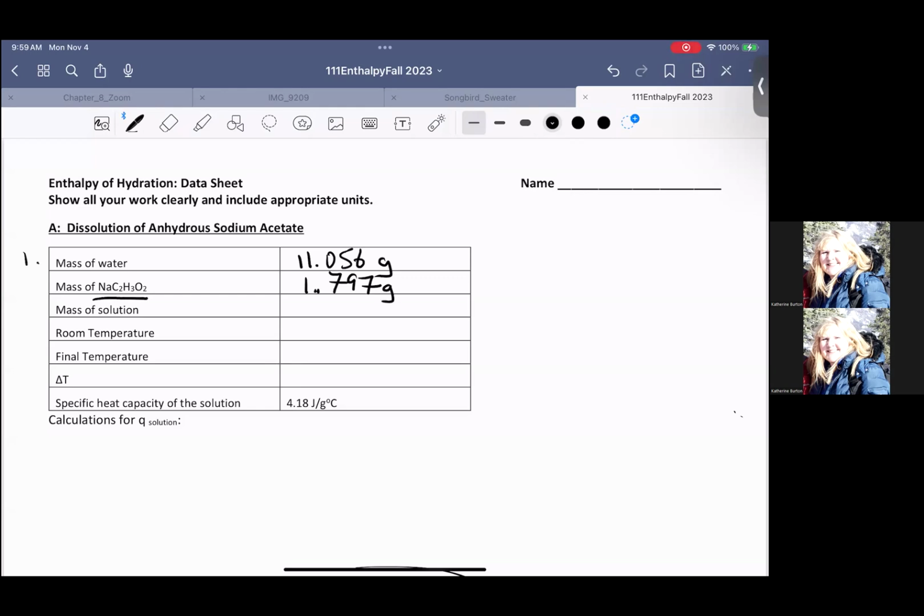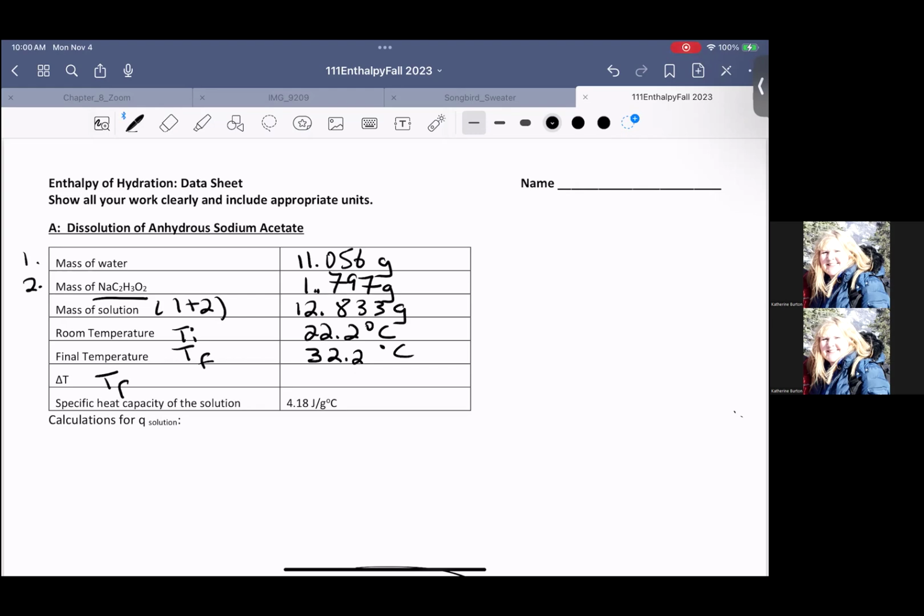If I label this as 1 and this as 2, the mass of the solution is 1 plus 2. We're mixing these two together, and we get a value for this set of data of 12.833 grams. Room temperature is your initial temperature, measured to be 22.2 degrees Celsius. Final temperature was the maximum high or low temperature that you got. This temperature went up, so this reaction is exothermic, and 32.2 degrees Celsius was the final.